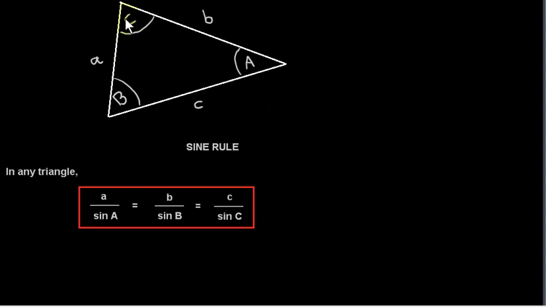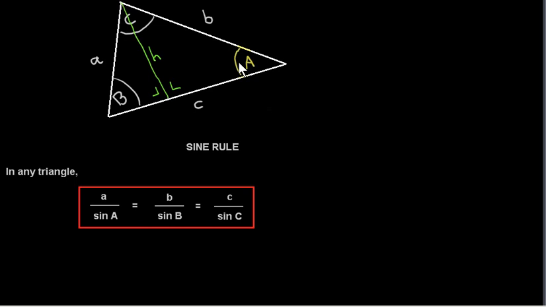To prove the sine rule, we will consider a perpendicular for this triangle. So let's look at a perpendicular from this point down to this line C. Let's call the length of the perpendicular H. Now let's look at this right angle triangle here that contains angle A.